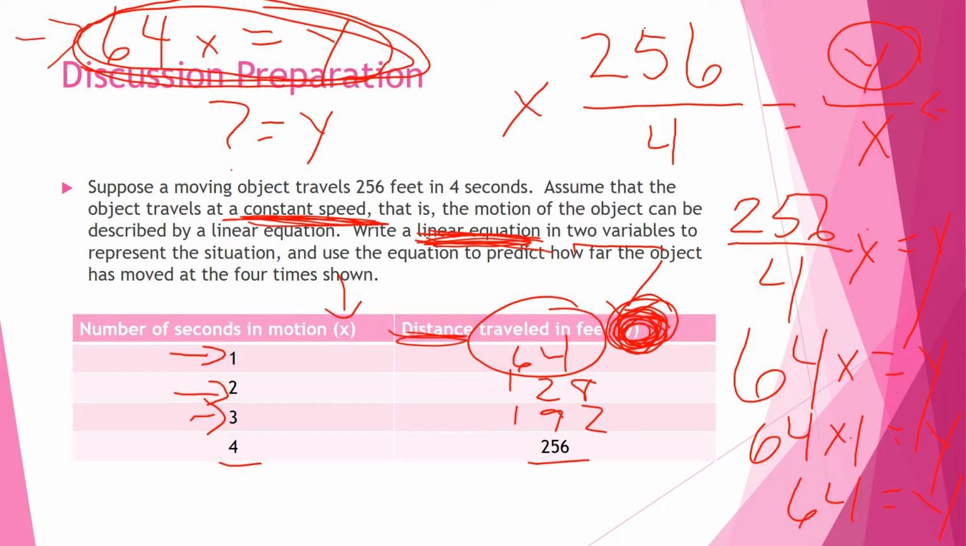So with this constant speed, our linear equation is right here. We can figure out what the distance traveled is using our linear equation. Remember, our linear equation is that equation that when we graph it, it makes a straight line.